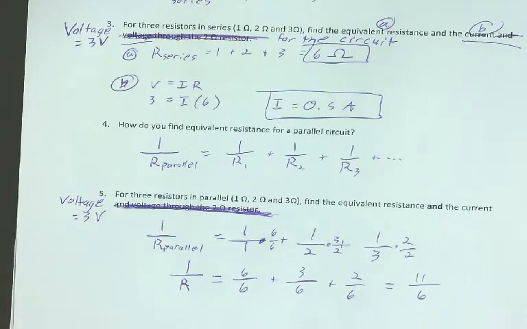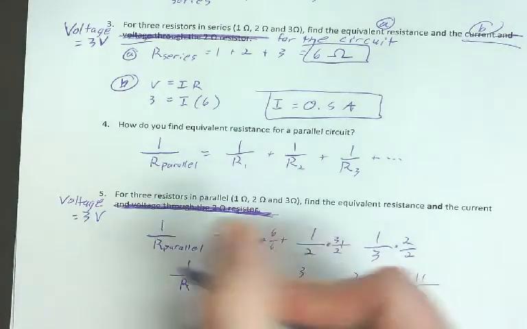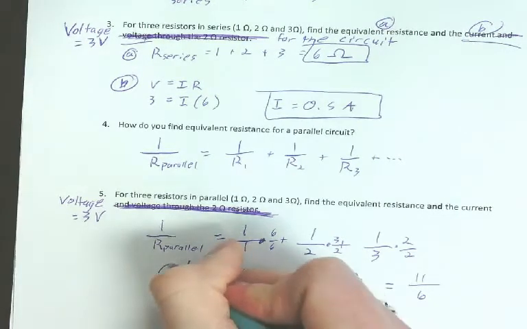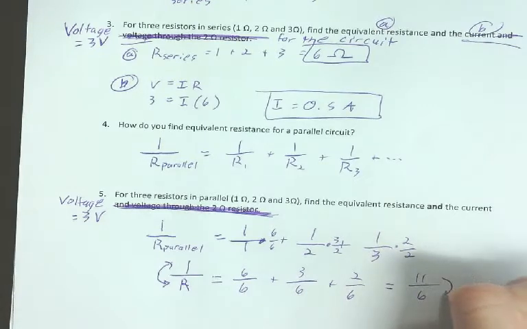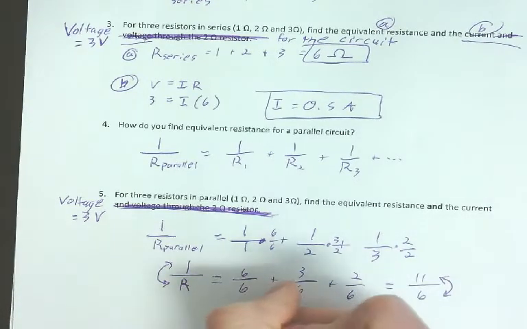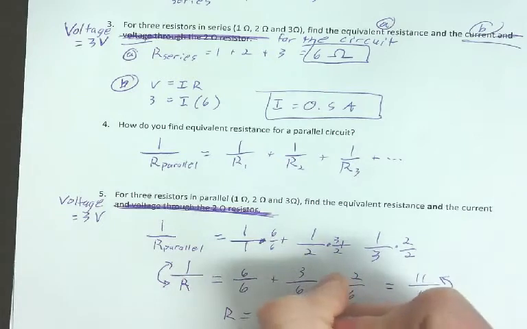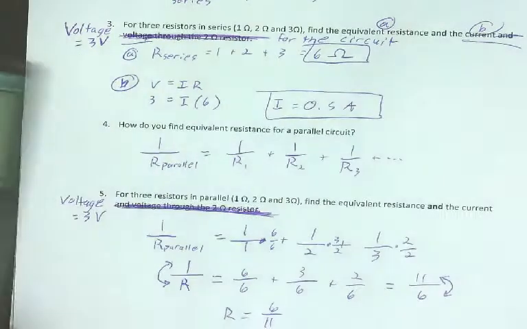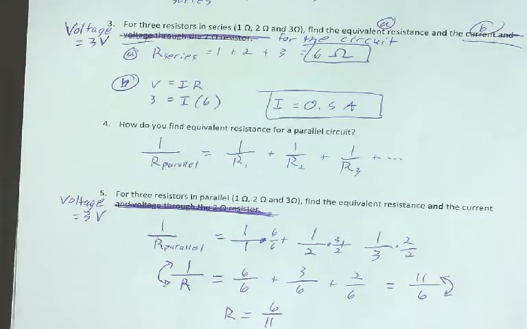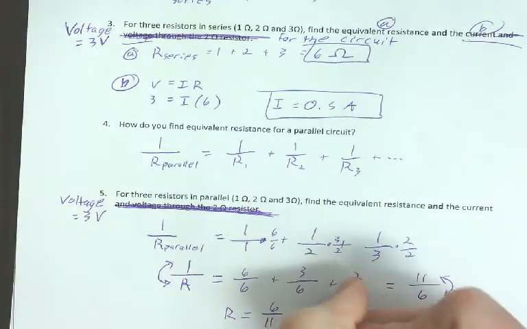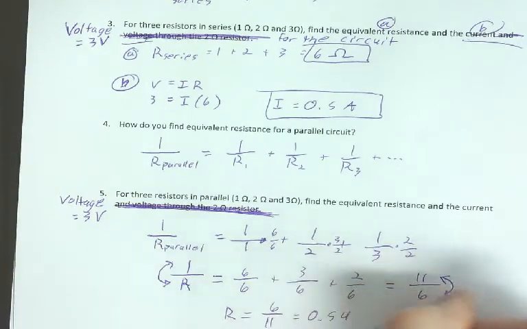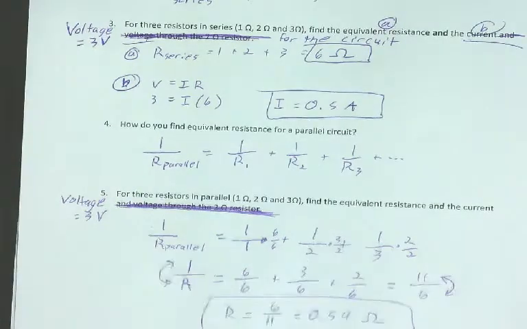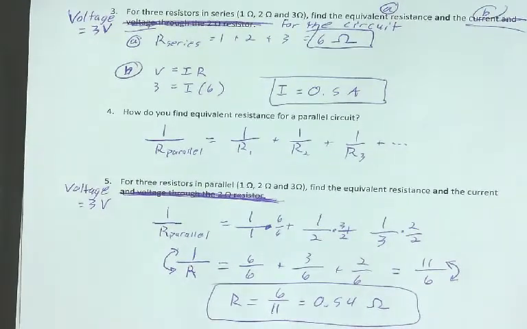Here's why you leave it in fractions. The reason why you leave it in fractions is because now all you have to do to get it in R is this. Flip. Flip. R equals 6/11. And now if you want to turn it into a decimal, now you can. That's why I suggest leaving it in fractions.